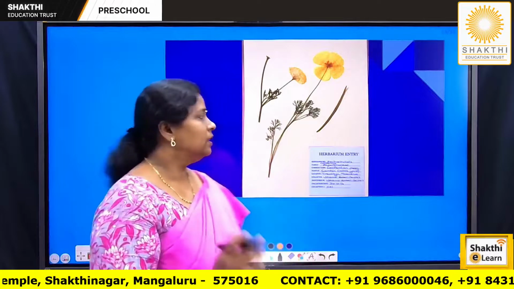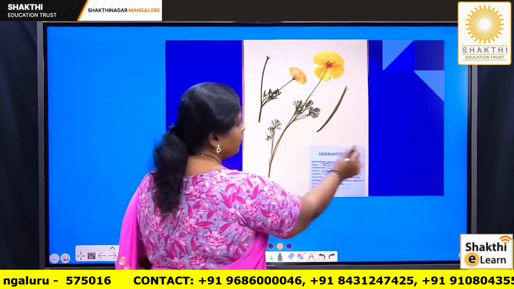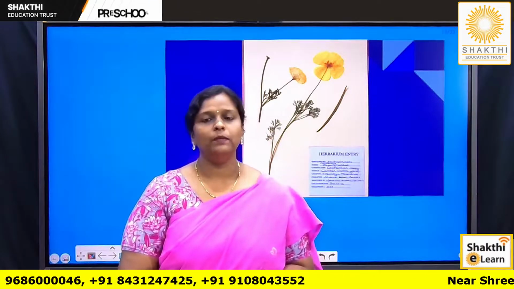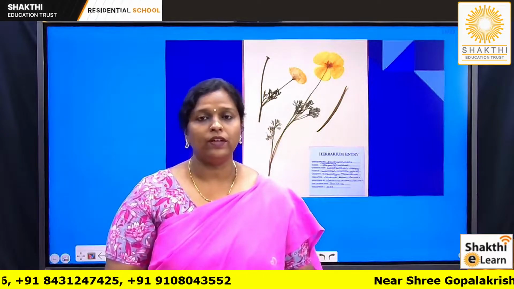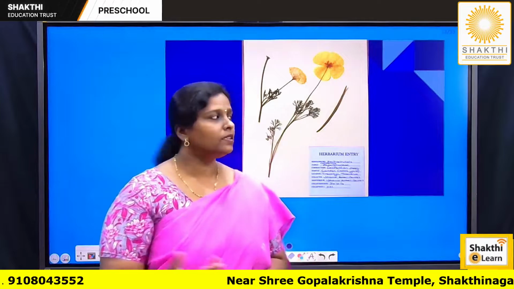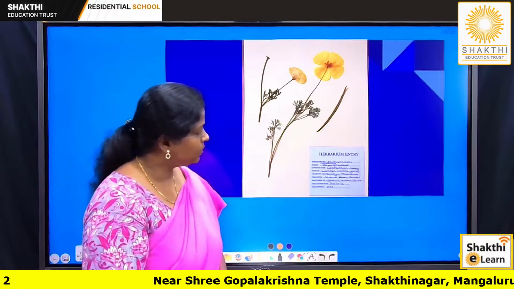So once the herbarium sheet with the plant is ready, what can be done is a label is represented in one corner of the sheet. The label can have name of the plant, the common name, the scientific name, the place of collection, date of collection and the name of the collector. So what is the need of doing this, students? I'm sure you might have guessed.